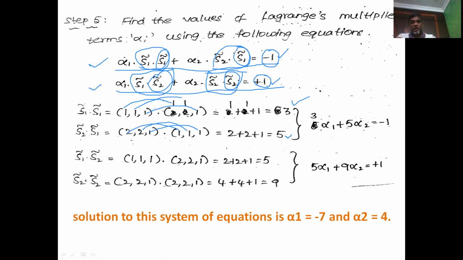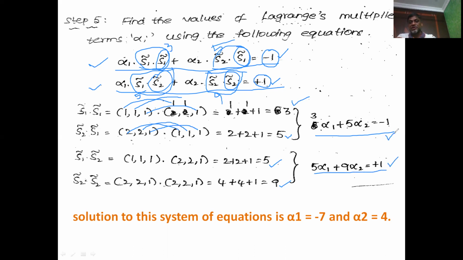Now, because in the first equation we have S1 dot S1, S2 dot S1, if you substitute these two values here, this becomes 3 alpha 1 plus 5 alpha 2 is equal to -1. Similarly, S1 dot S2 is calculated as 5 and S2 dot S2 is calculated as 9. It's just a vector dot product. You can easily calculate it. So if you substitute it here, it's going to be 5 alpha 1 plus 9 alpha 2 is equal to +1.